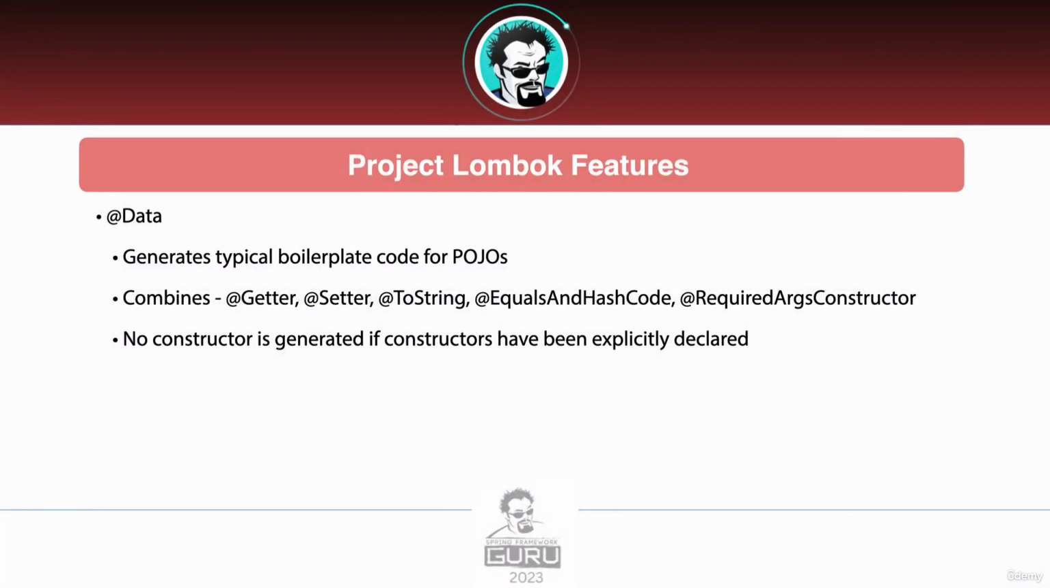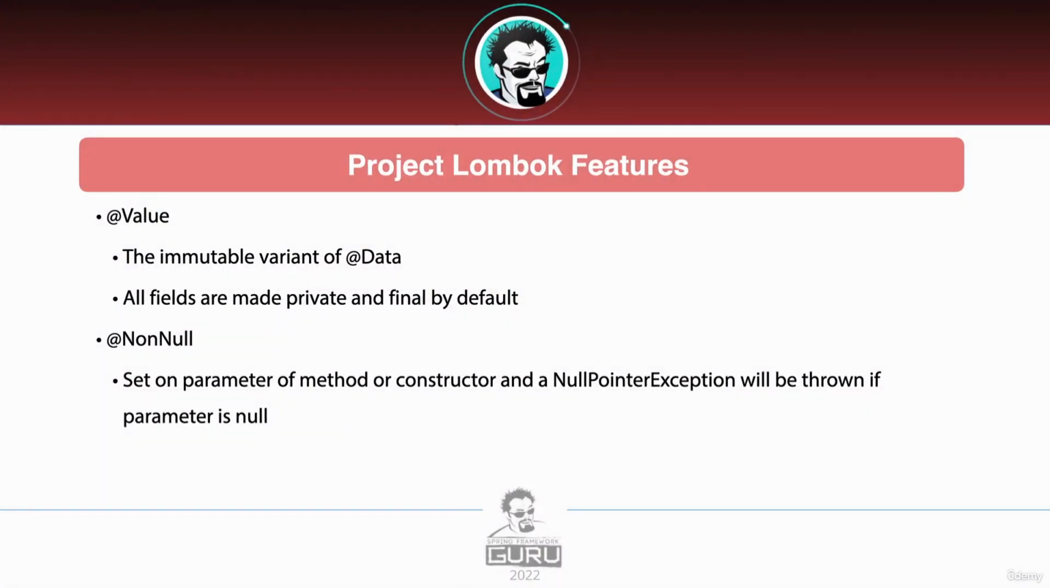Data is a nice Lombok annotation. For POJOs, you see this used frequently. At data will combine getter, setter, toString, equals, and hash code, and required args constructor. So you get the one annotation, and then it brings in 5 more. So that is a nice shortcut for working with POJOs. You also have value. This is basically the immutable variant of data. Sometimes you do have to use this, and it is nice to have there.